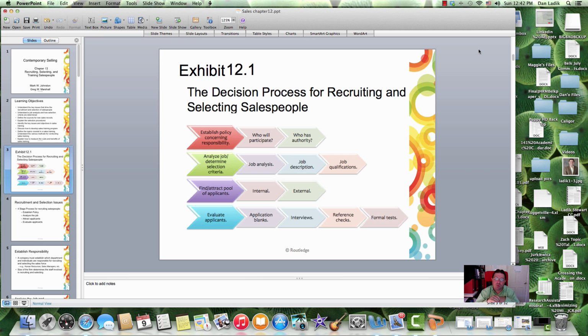Now, when we're talking about the recruiting and selecting part, the first half of the chapter, these go hand in hand. And what we have here is a very nice arrow diagram that basically gives us the broad spectrum. Thinking about this, it would be great for multiple choice kind of questions on the exam, wouldn't it? You know, establishing a policy, determine the criteria, finding the pool of applicants, and then evaluating them. We're going to walk through all this as we go through these slides.